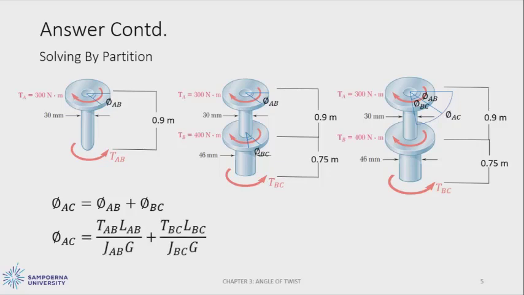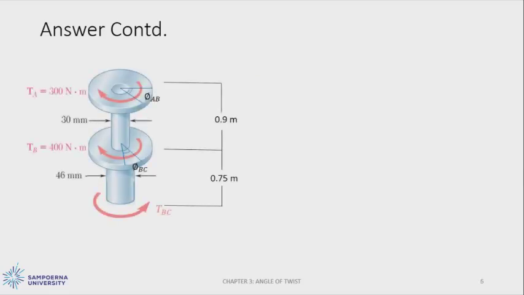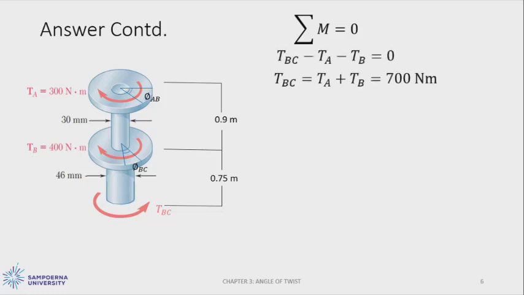Because we have already done the first partition, we will go directly to the second partition. This is the second partition of the system. We need to find the TBC, or internal torque exerted in rod BC. We can find it by using sigma moment equal to 0, and it will give TBC equal to TA plus TB, which is 700 Nm.